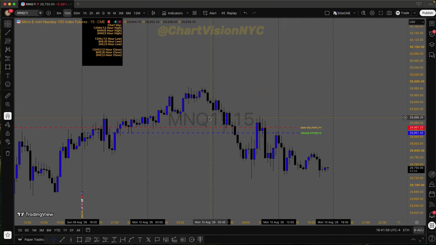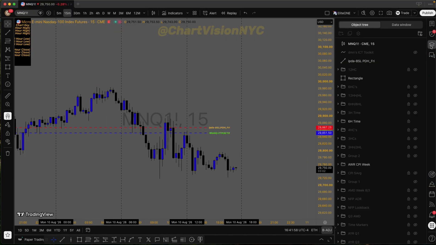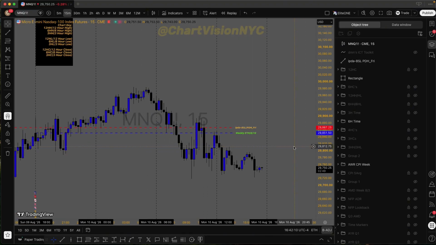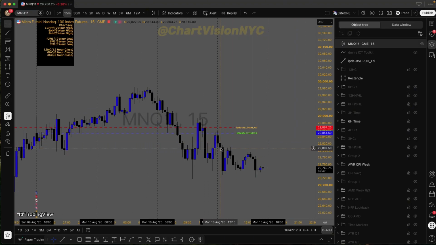When we consider time in this fashion, here is what we end up with. We will have highs and lows that are formed during 12-hour periods, but we will also have the settlement or the close of those previous 12 or 6-hour candles. So we're talking 12, 6, and 3.